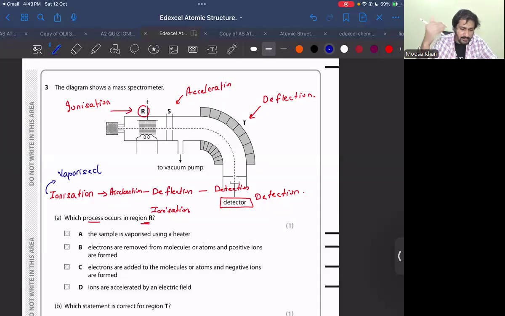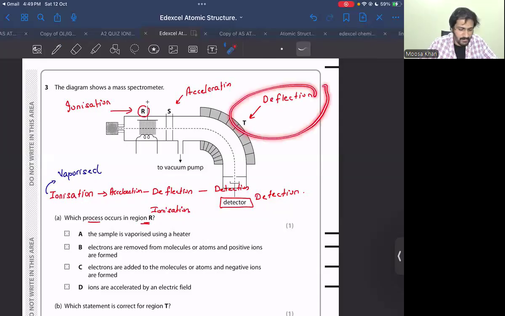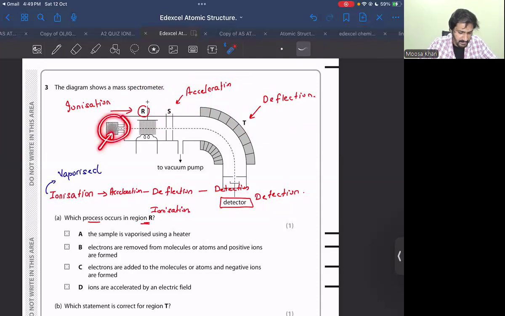I was actually tracing my processes from the rightmost side to the leftmost side. I can clearly say that T is the deflection. Before T must be acceleration, and before acceleration must be ionization. So it cannot be vaporization, because vaporization must be before R. They haven't labeled anything regarding vaporization, but it should be done in this compartment.